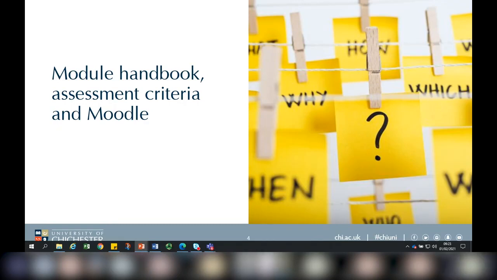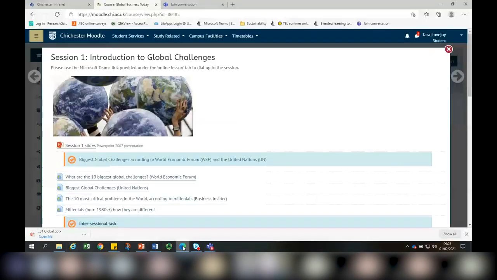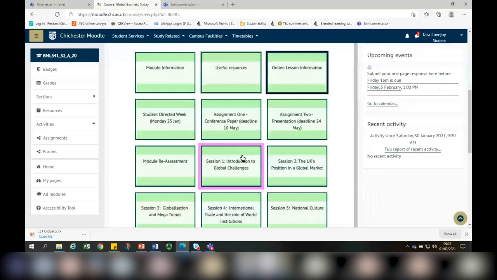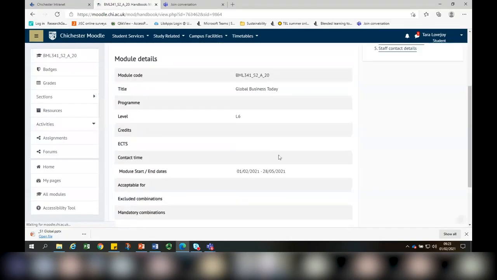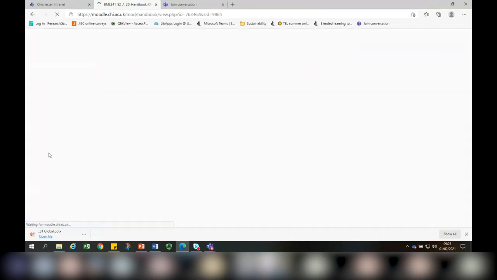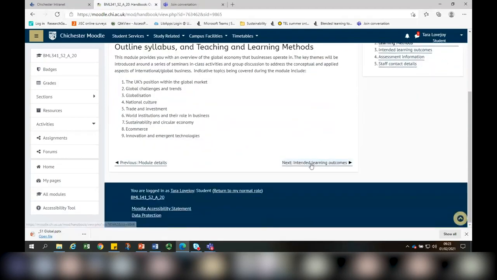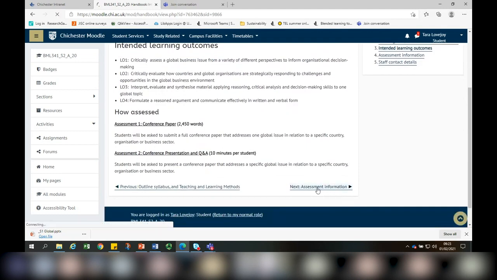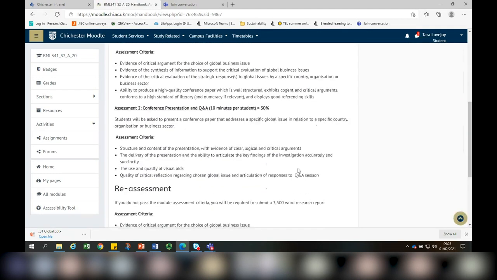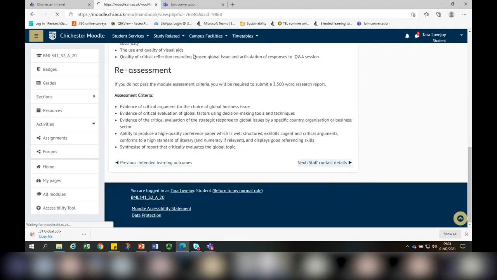I had some trouble finding exactly where the module handbook was. Okay, let me show you. Under module information, this is your handbook. Oh. Okay, so it's no longer a Word document. It's just a short handbook for each module now. Okay, well, thank you very much.